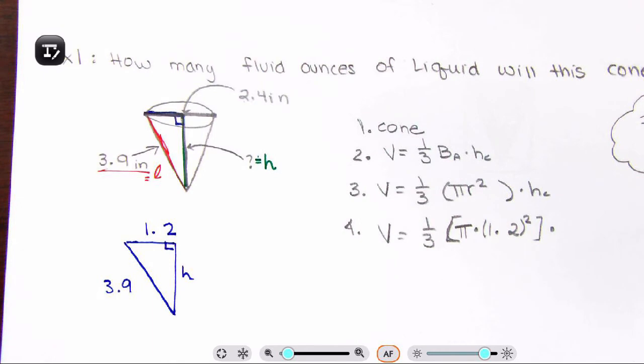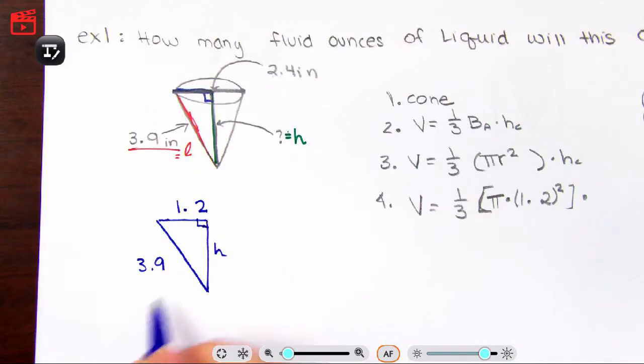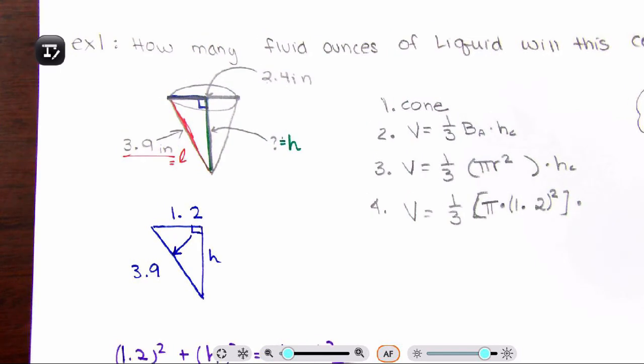And so now we use our trusty calculator to solve. And how do we solve this? We use the Pythagorean theorem. So I'm going to say, again, remember the hypotenuse is always opposite your right angle. So I have, let me change colors. That way it stands out. 1.2 squared plus h squared is equal to 3.9 squared.